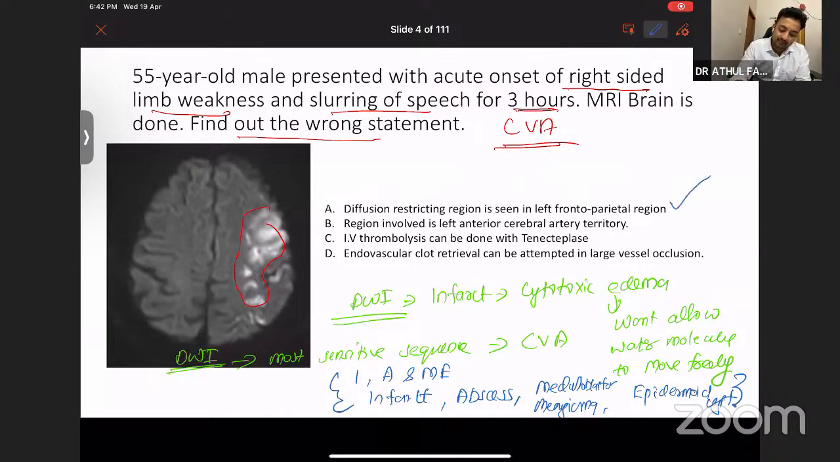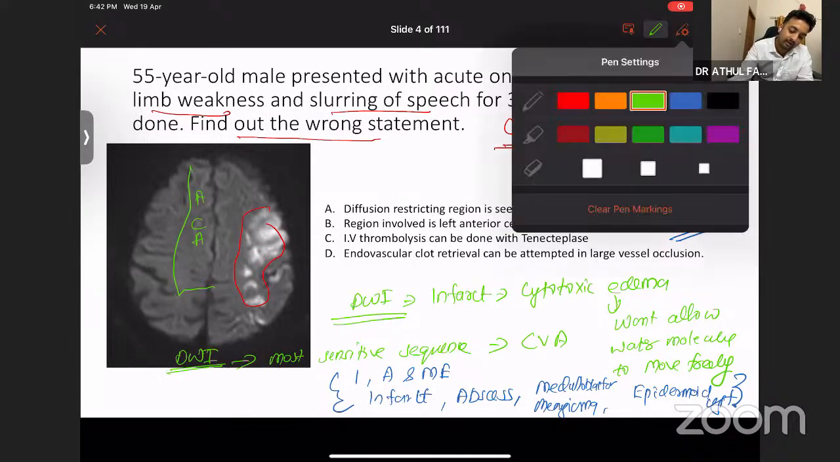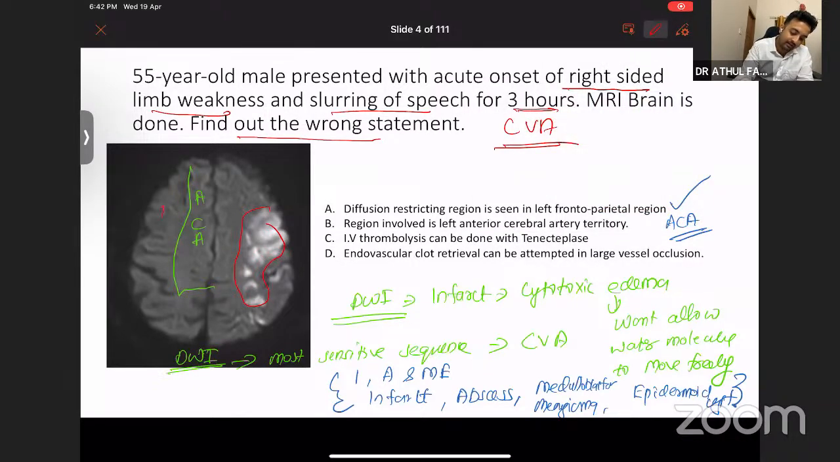Now the second statement is: region involved is left anterior cerebral artery territory. They are telling us this is a left ACA territory infarct. You have to understand that the medial-most part of the brain, near the parasagittal region, is supplied by the anterior cerebral artery, whereas the lateral area is supplied by the middle cerebral artery. If you see the image, this is a region supplied by MCA, not ACA. So this was the answer for this question.